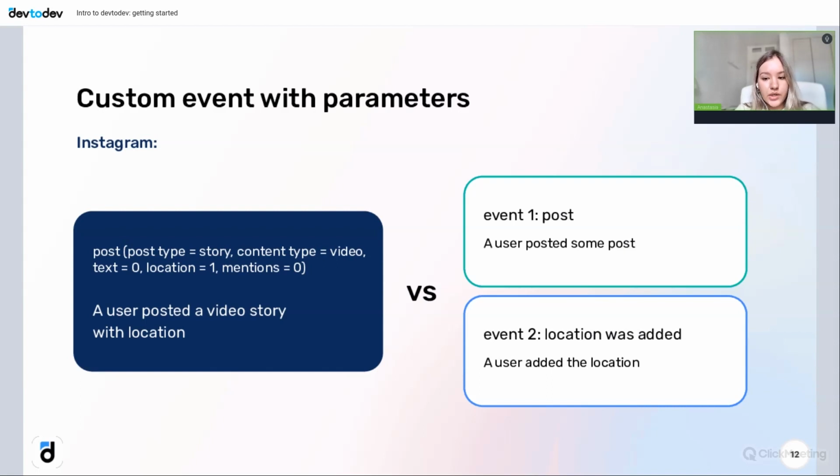But when working with events with parameters, we correlate these parameters and can see that text is often written in stories, but not in feed posts, for example. And such data already gives us a better understanding of how users interact with our product. And based on this, we can find hypotheses and implement changes.